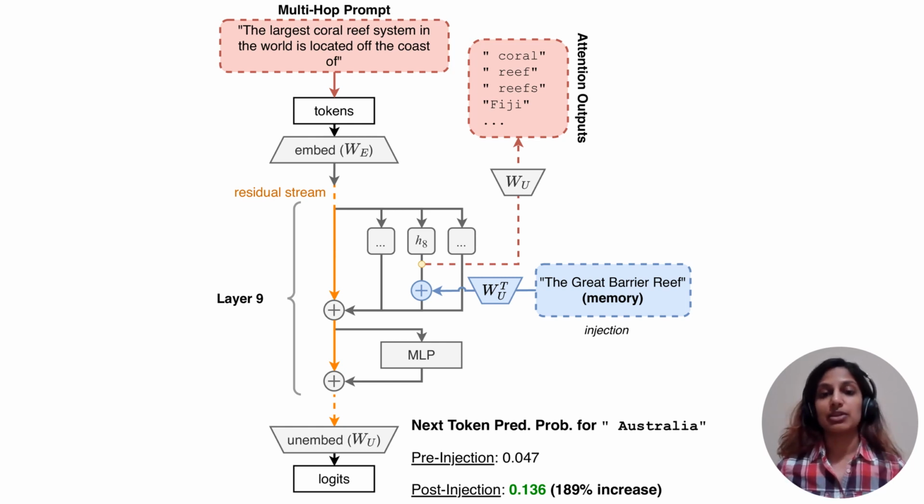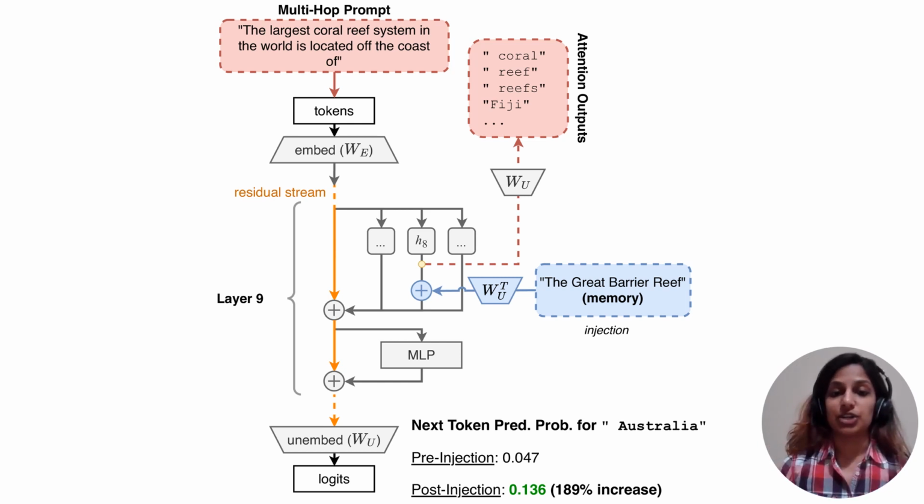We do this by using the transpose of the model's unembedding matrix to encode the tokens for the Great Barrier Reef into the model's hidden dimension, and then adding those tokens directly into the outputs of head 8 before those outputs are concatenated with the rest of the attention heads and added back into the residual stream of the model. We measure if this, what we call a memory injection, was successful for this specific prompt by measuring the accuracy or the probability of the expected next token, Australia.